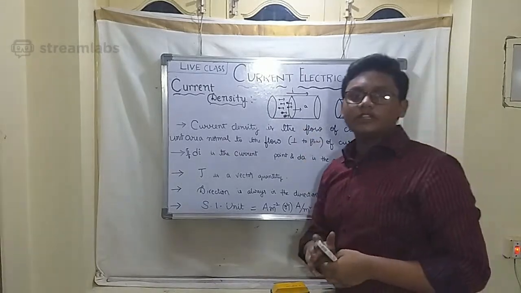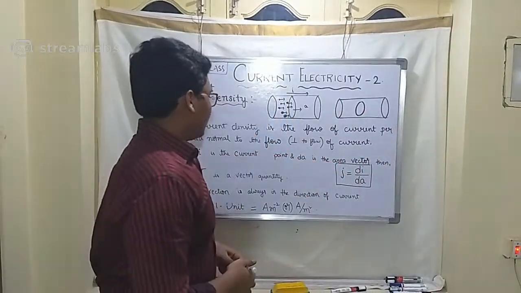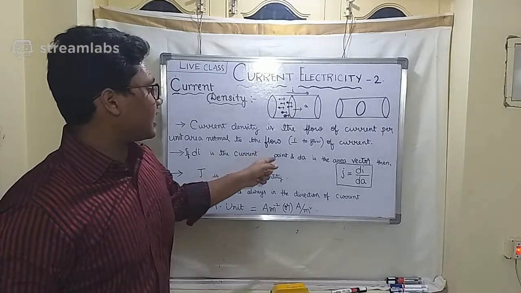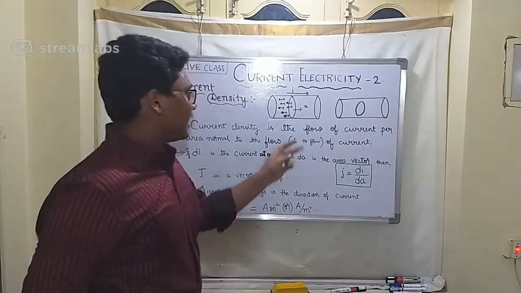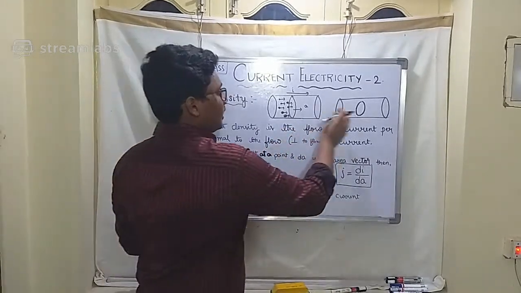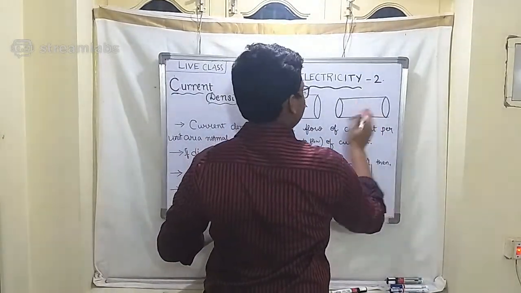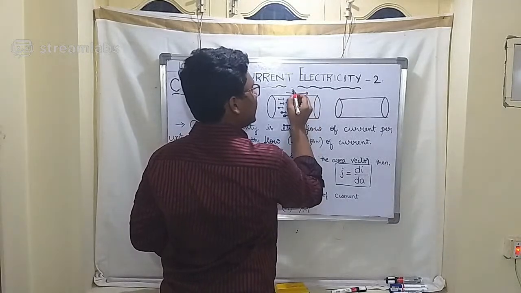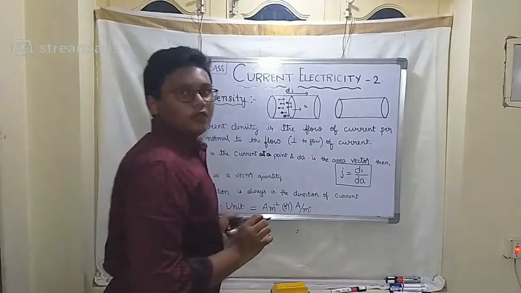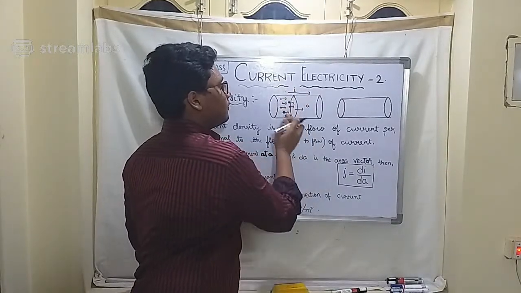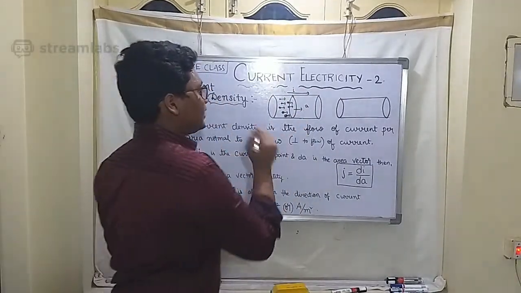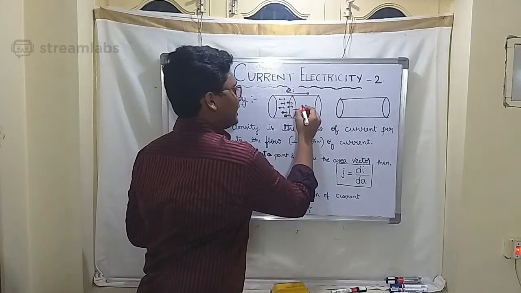It is perpendicular to the flow of current. Okay, and if dI is the current at a point, at this point dI current is flowing. We can take the net flow, because that is the whole area, the net delta I and delta A.